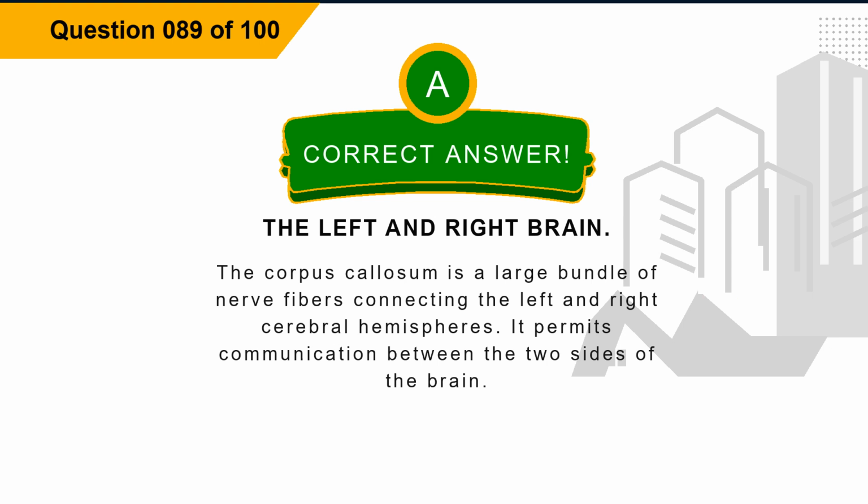The correct answer is option A. The left and right brain. Explanation. The corpus callosum is a large bundle of nerve fibers connecting the left and right cerebral hemispheres. It permits communication between the two sides of the brain.